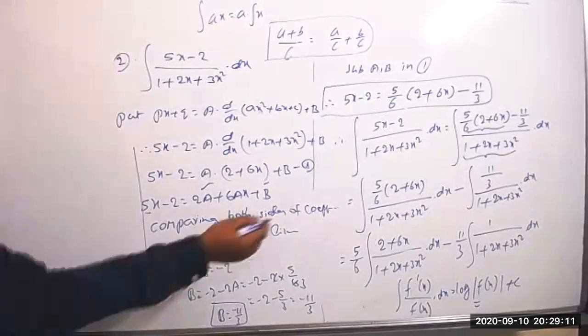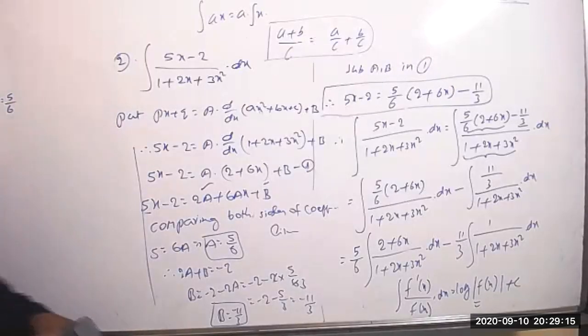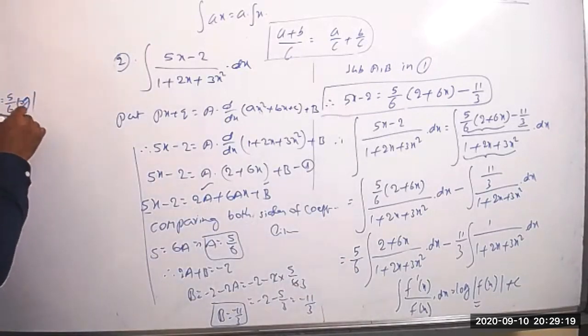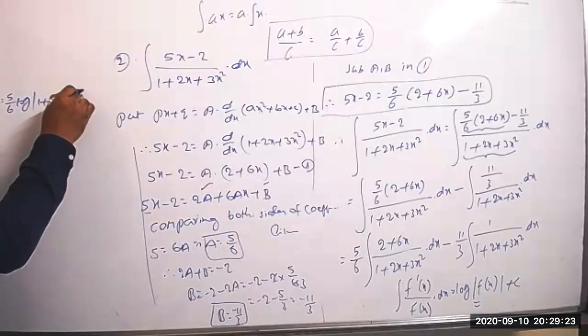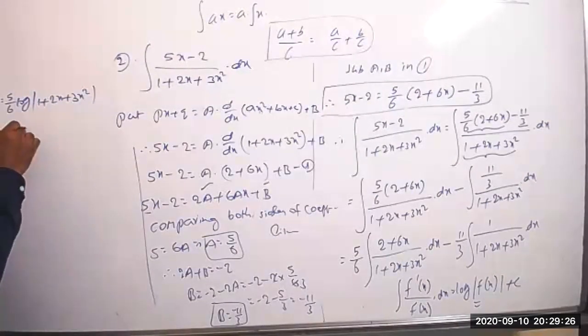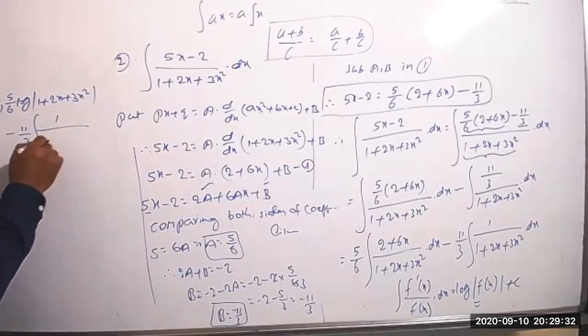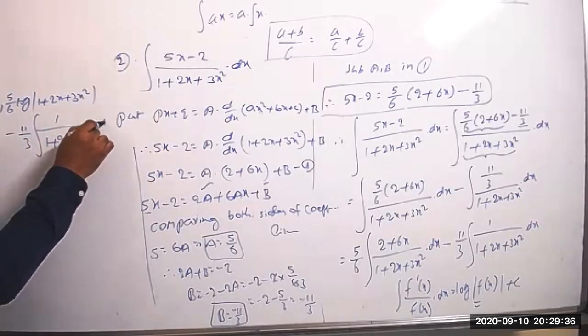Okay. So first term we can write now. The 5 by 6 into the center thing you can write log modulus of f of x. So 1 plus 2x plus 3x square minus 11 by 3 into constant. For the second term we have to apply the completing square method, 3x square into dx.